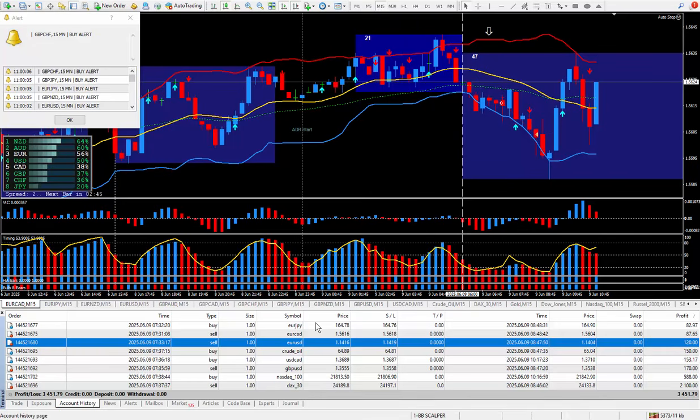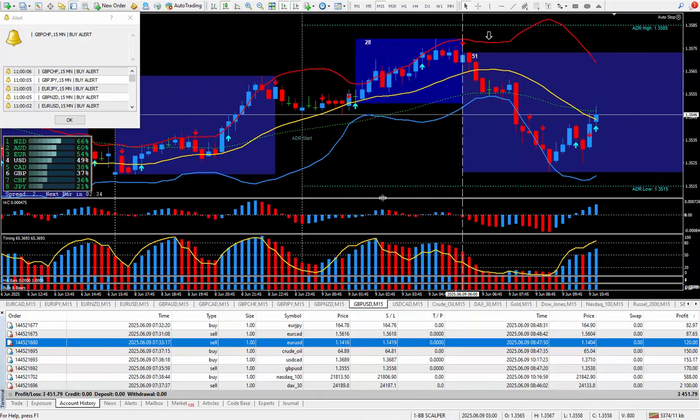Remember, you don't have to make a lot of pips and ticks as long as you're doing a bunch of trades. Very easy to get 200 or more every day that the market is open.